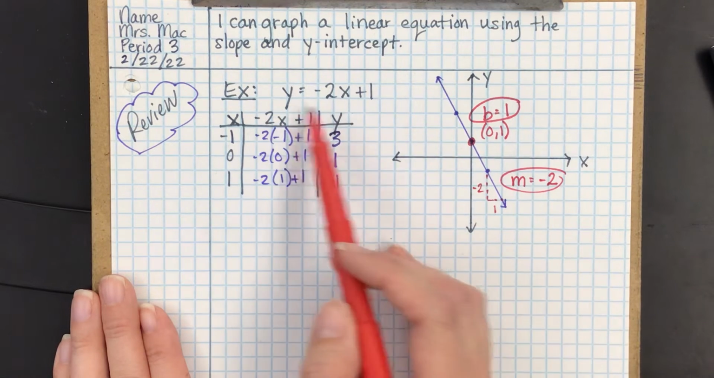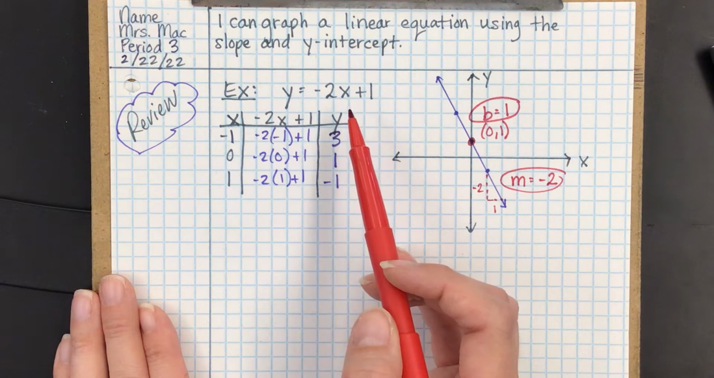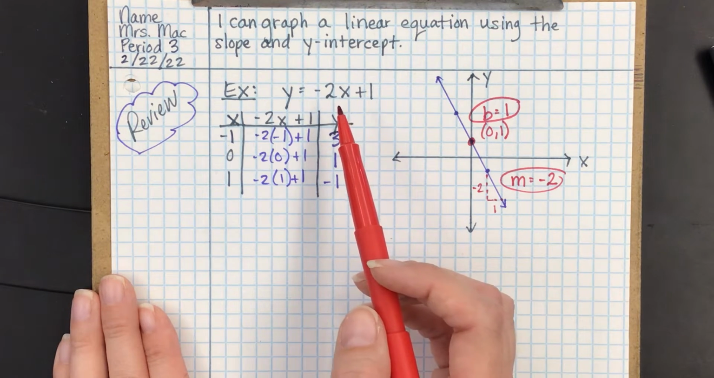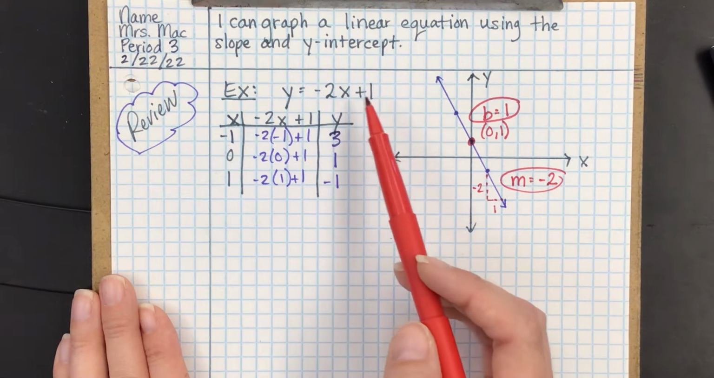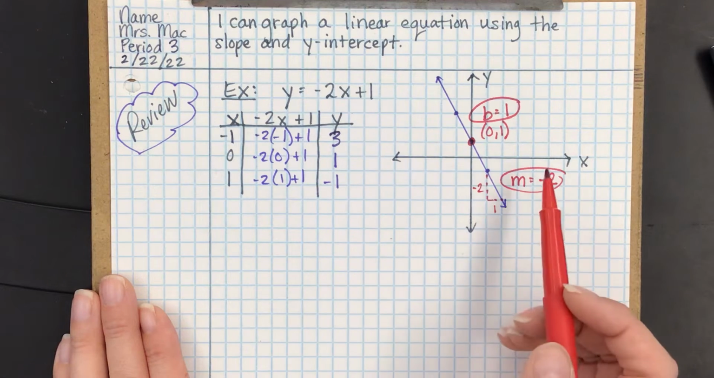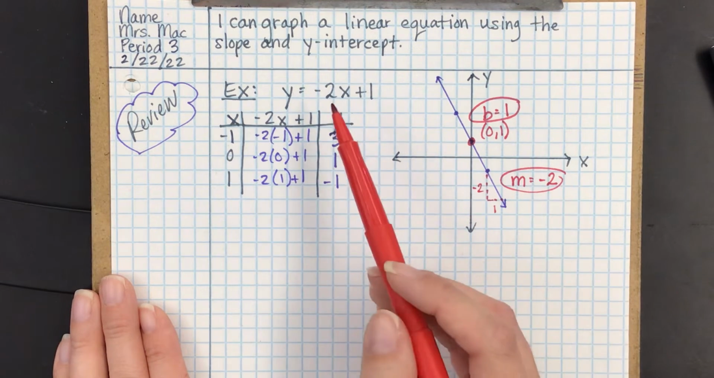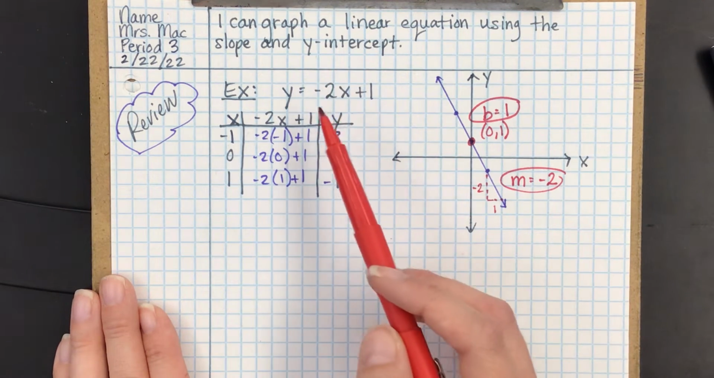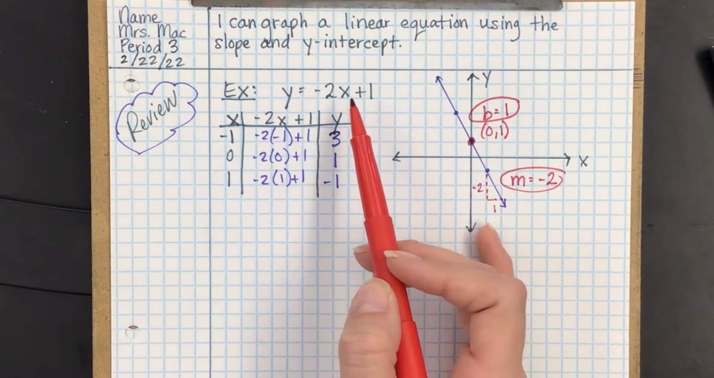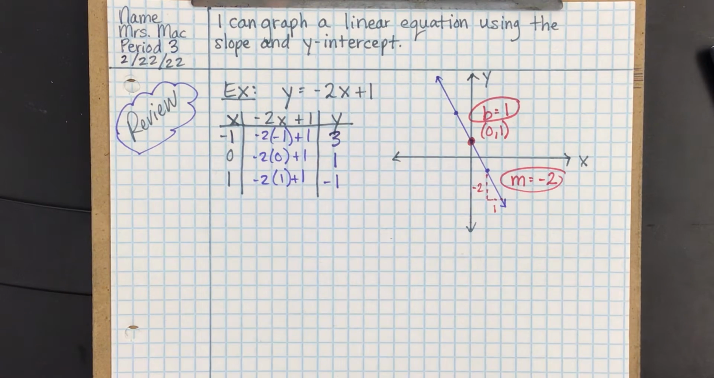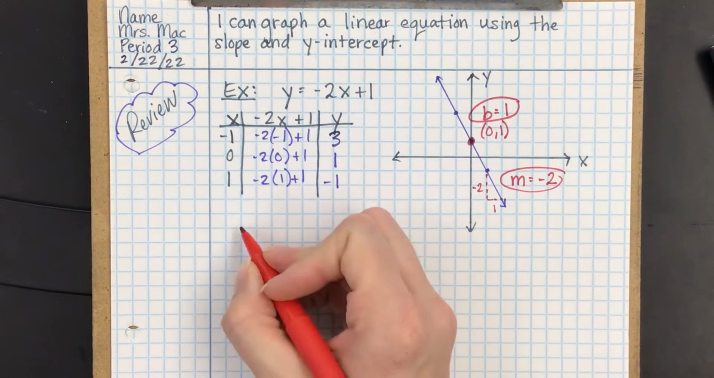Looking at the equation, do you see those numbers? Okay, your y-intercept is 1, and I see a 1 right here. Your slope is -2. I see a -2 right here. So the information you need, the y-intercept and the slope, are right there in the equation. So let me show you a trick. We're going to now graph it just using the information from the equation.